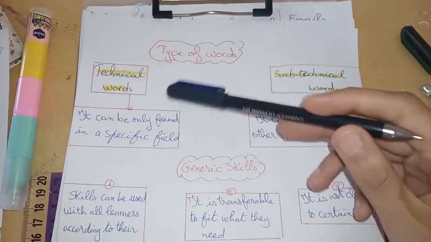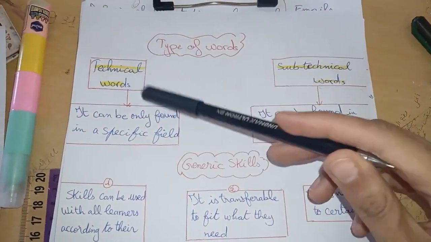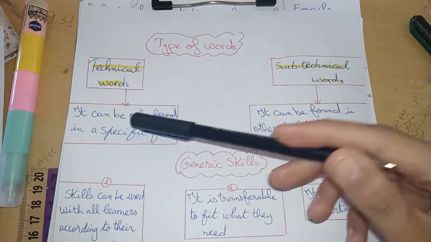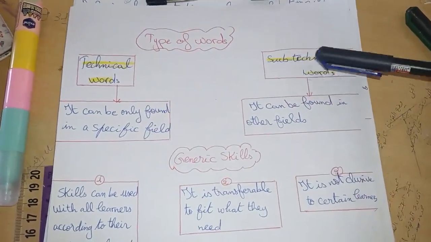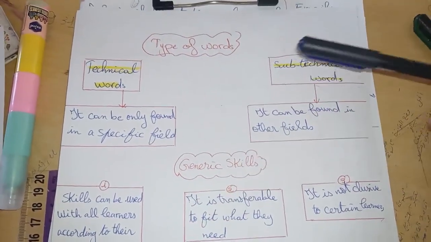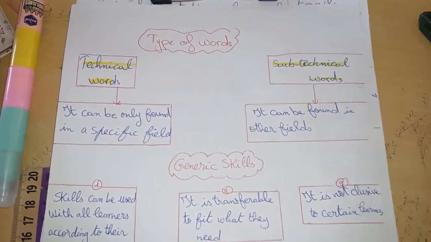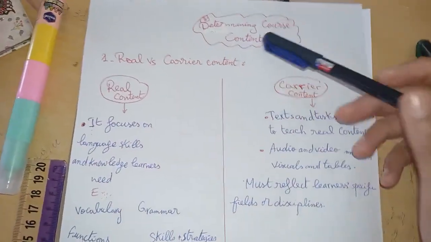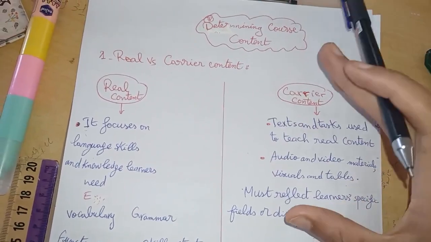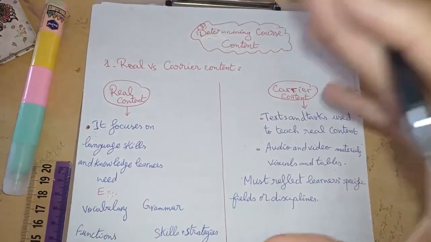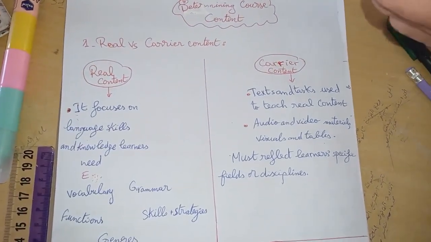So we have types of words. We have two main types. The first one is technical words. They can only be found in a specific field. Yet sub-technical words can be found in other fields. So we have determining course content. How do we determine the course content that we want to teach?